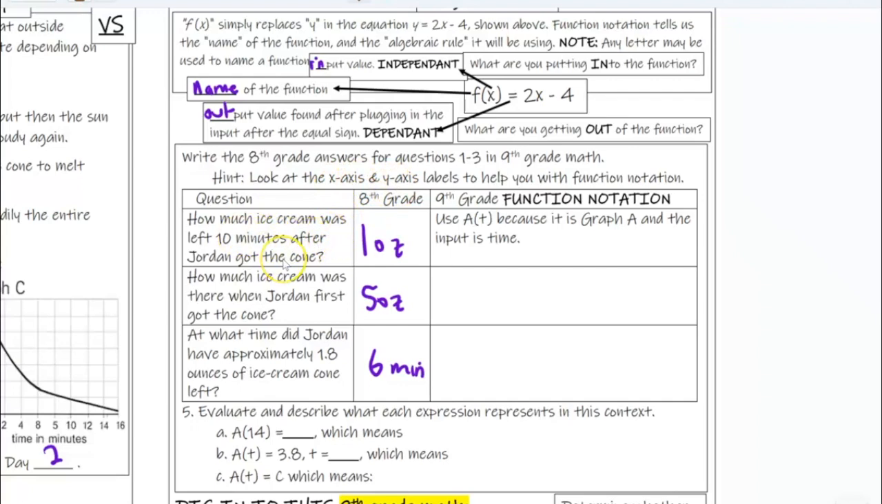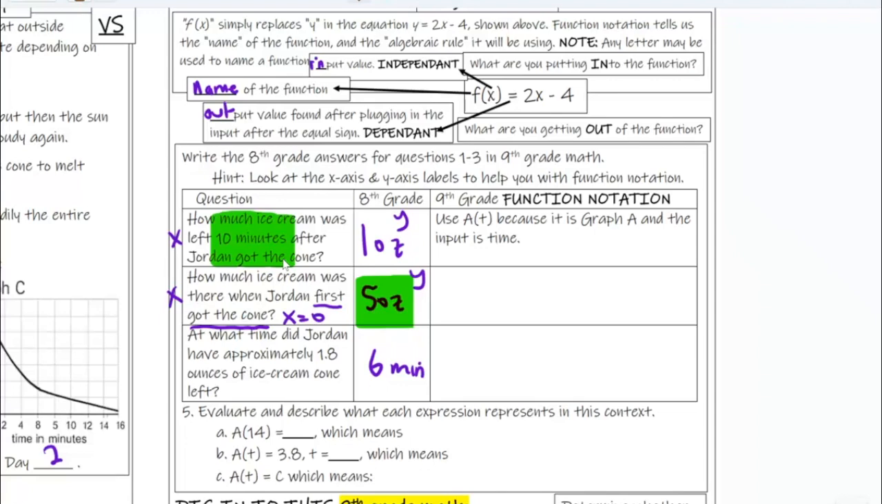So I know if I see time, what axis am I thinking of? Okay, I'm thinking of my x. So this one is my x, which means this is my y because it's ounces, right? All right, I'm reading the next. How much ice cream was there left when Jordan first got the cone? If you're confused about that, let's look at this answer here. This is in ounces, so that's my y. This means this is my x because really it says when he first got the cone. So think about that. No time has passed. So this is really when x is equal to 0.